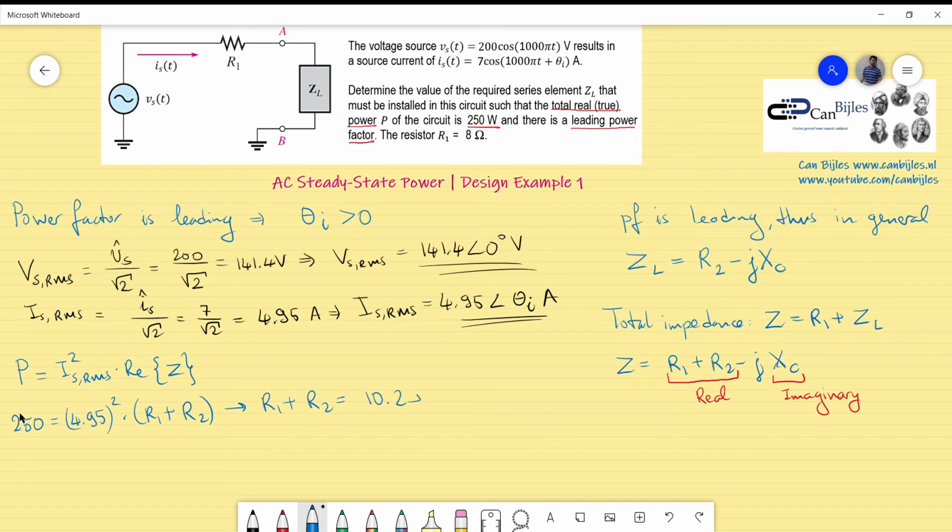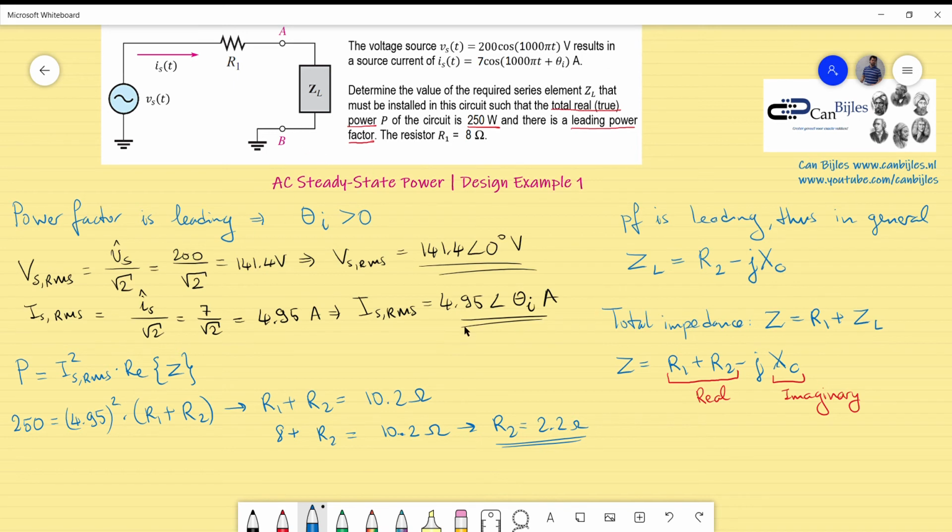That means R2 is not 0 because this is 8. This must be 2.2, such that I get 10.2. If R1 plus R2 were 8 ohms, then obviously R2 must be 0, otherwise I cannot satisfy the equation. So R2 is equal to 10.2 minus 8, which gives R2 is 2.2 ohms. So I already know one of the components of ZL.